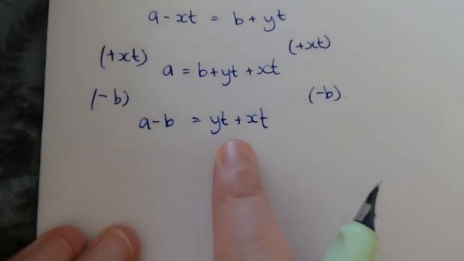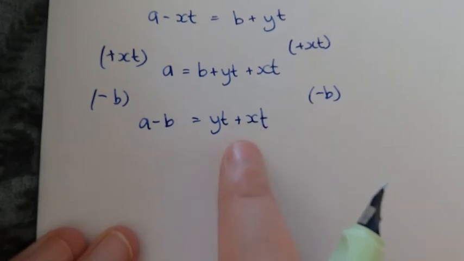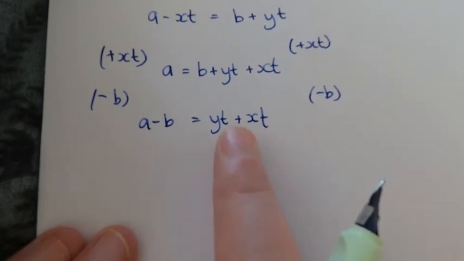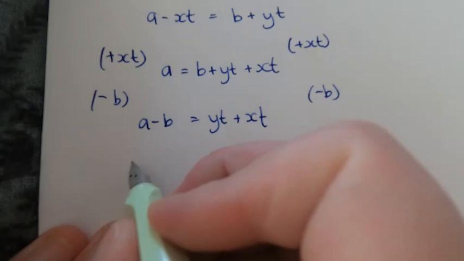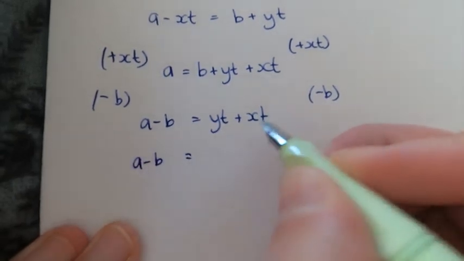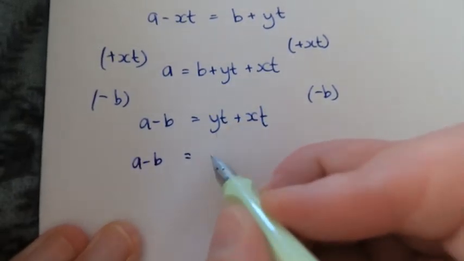Now we've just got t terms here, but I want t on its own. It appears twice, and it's attached to y's and x's, which we want to try and get rid of somehow. So this is where the trick occurs. We need to factorise this side. So take out the common factor, which is t.